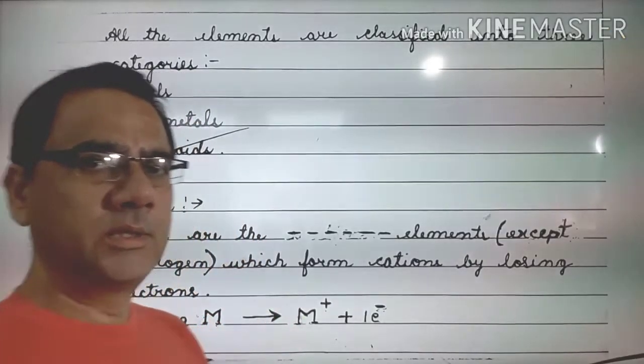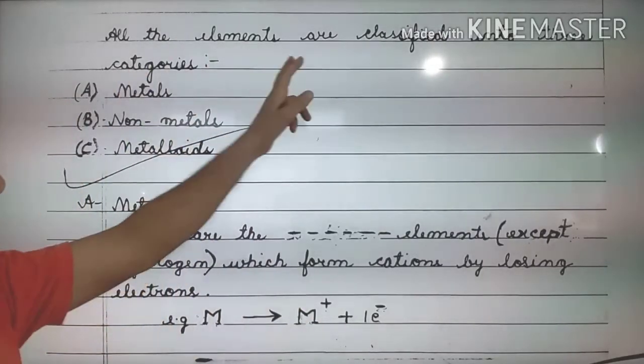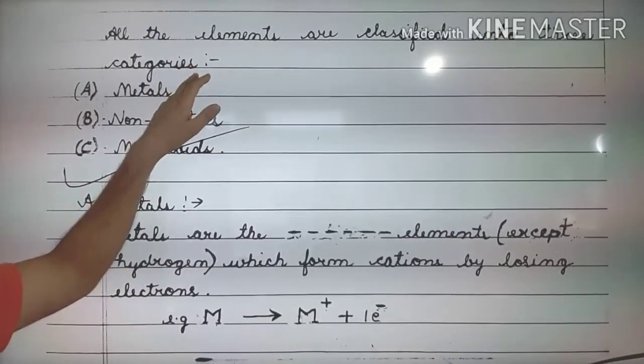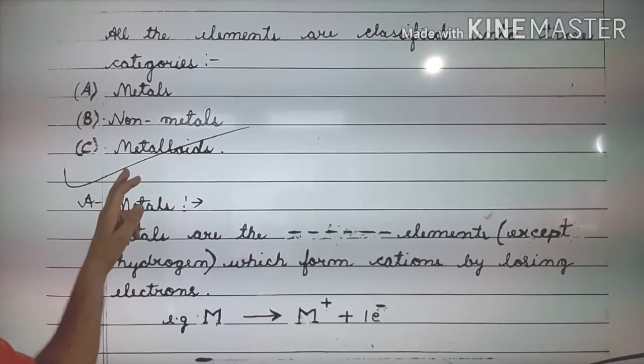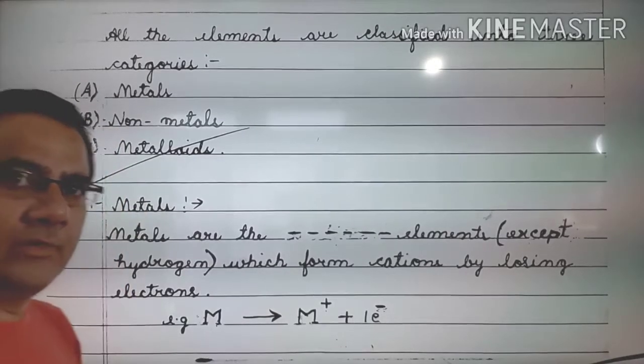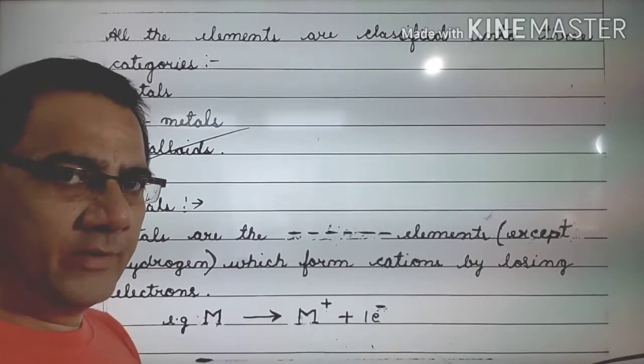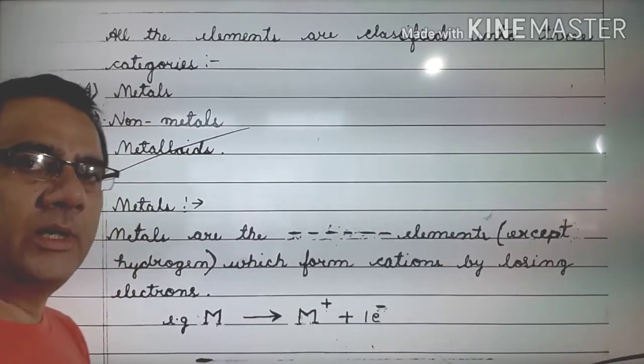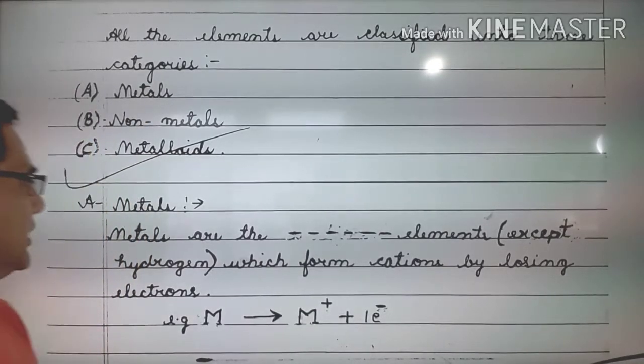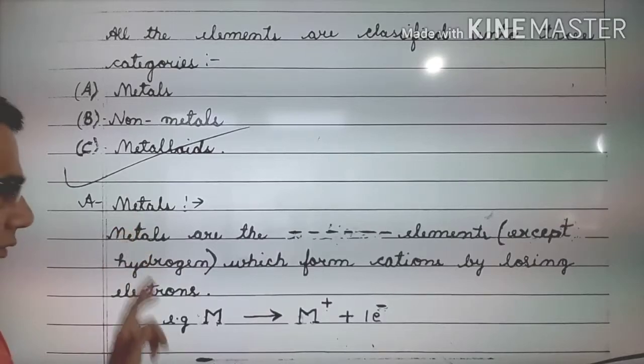So see, it is written here, all the elements are classified into three categories: metals, non-metals and metalloids. And one by one we will try to define how we define the metals, how we define the non-metals, and how we define the metalloids. So see, first about the metals. How do we define the metal?